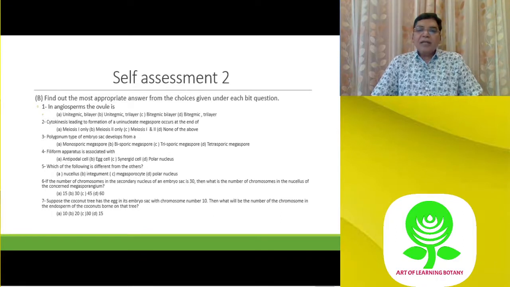Now, the filiform apparatus is associated with, you see it is written antipodals, no, egg cells, no, it is associated with the synergid cells, that is the C.